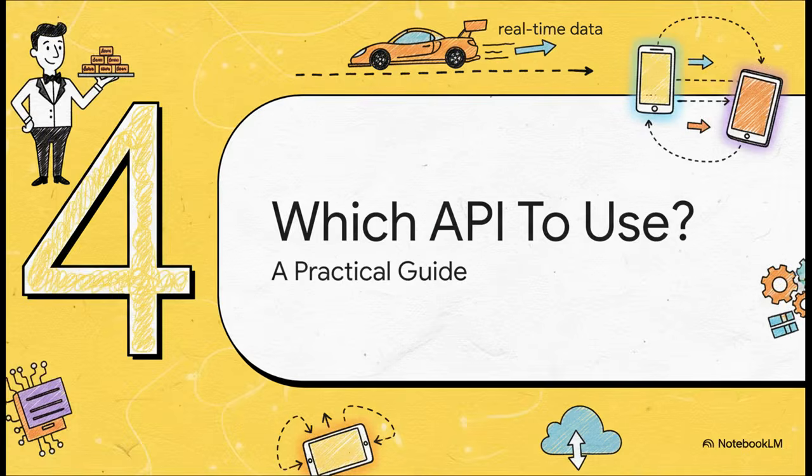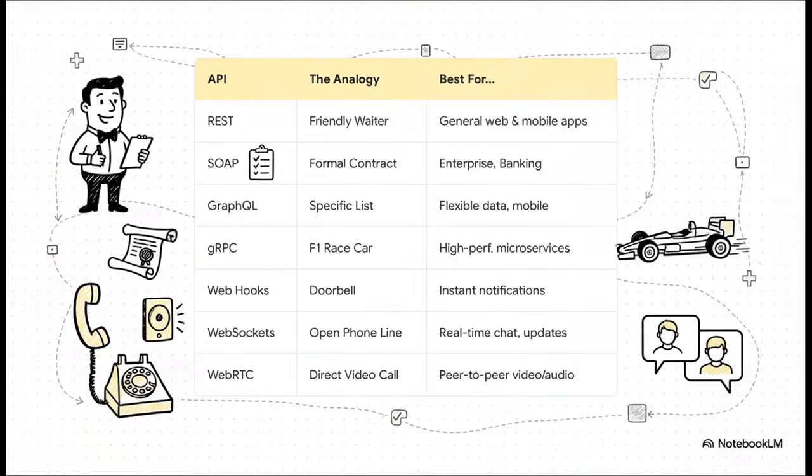Okay, that was a lot. I know. We've gone through waiters, contracts, race cars, doorbells. So how do you actually make sense of all this? Let's bring it all home with a final, super practical guide. And here it is, your API cheat sheet.